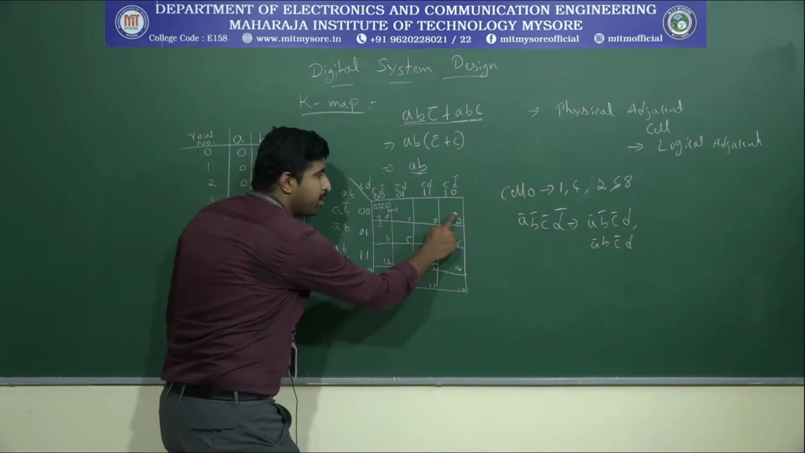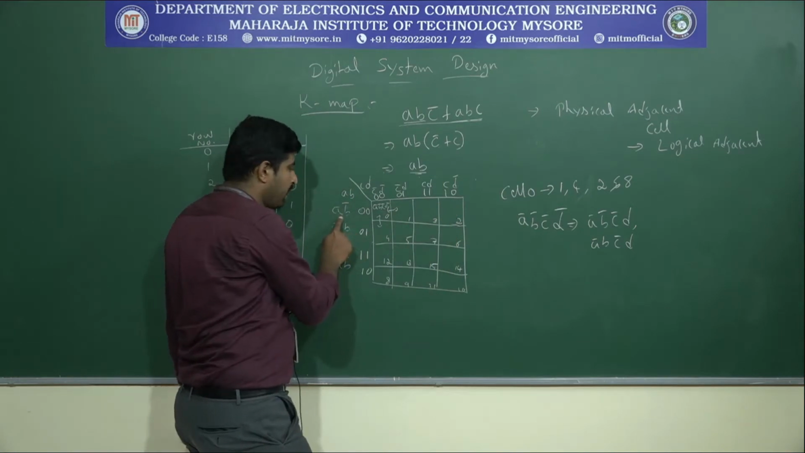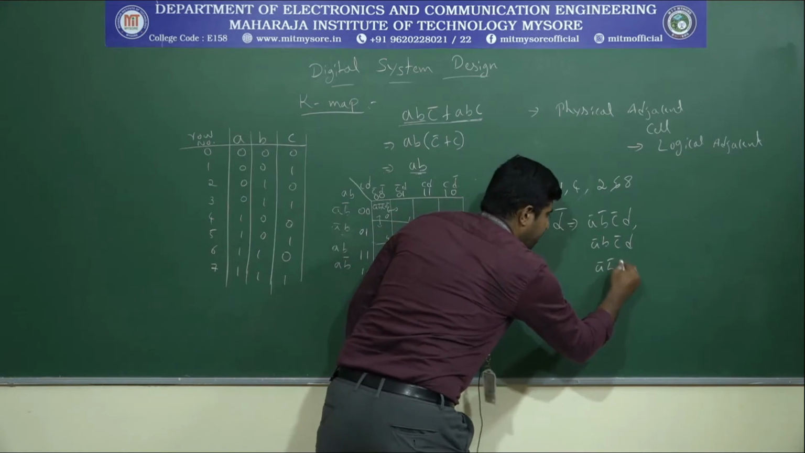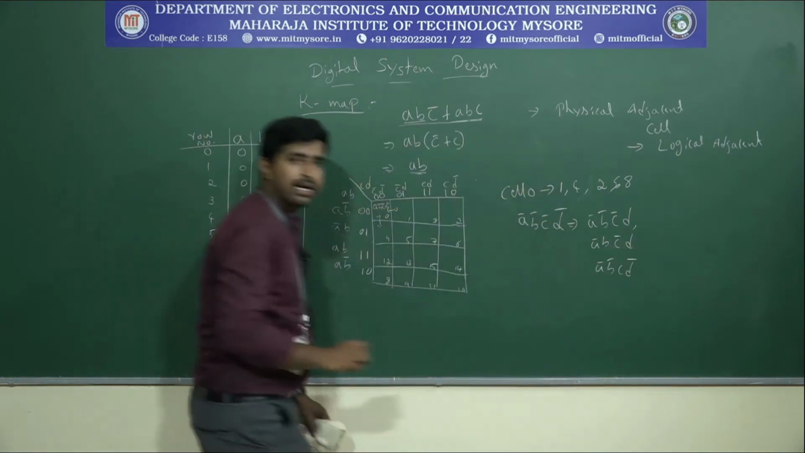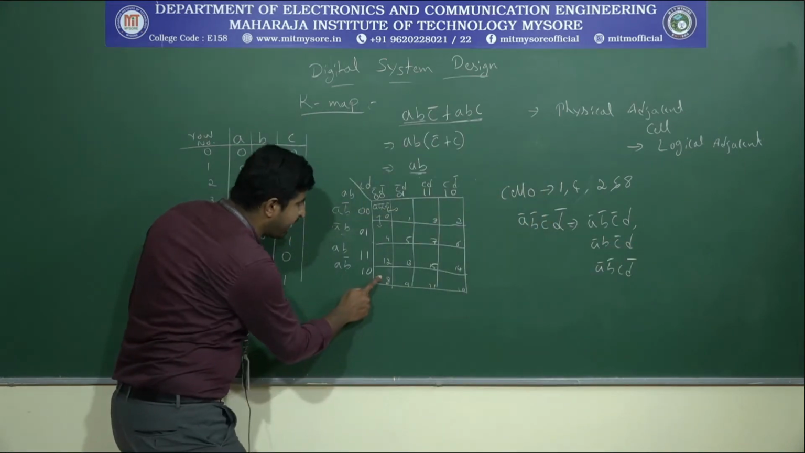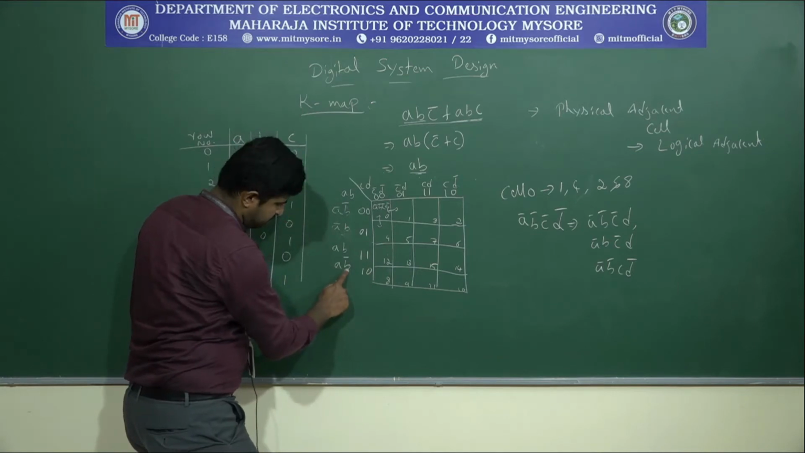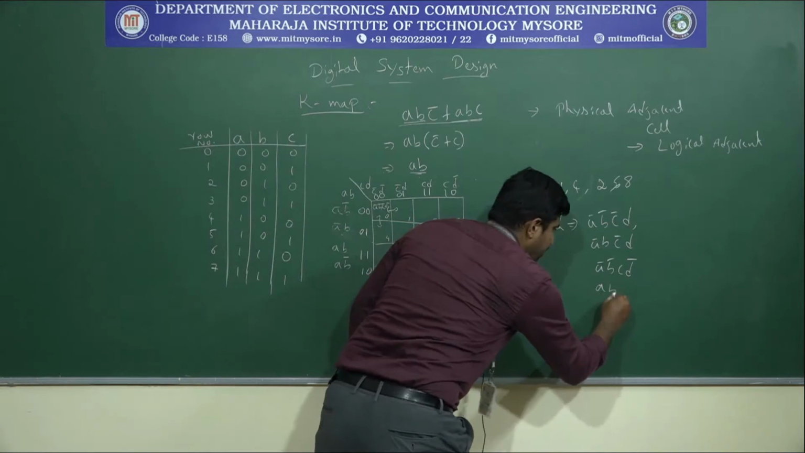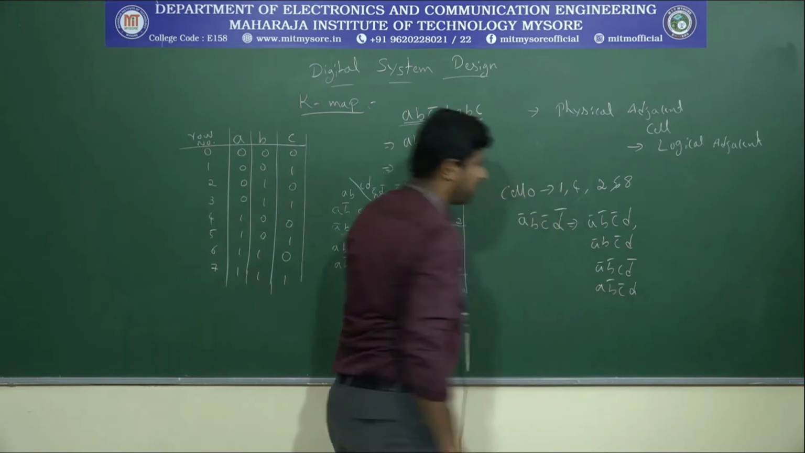Next, cell number 2. What is cell number 2? A bar, B bar, C, D bar. And similarly, what is cell number 8? A, B bar, C bar, D bar.